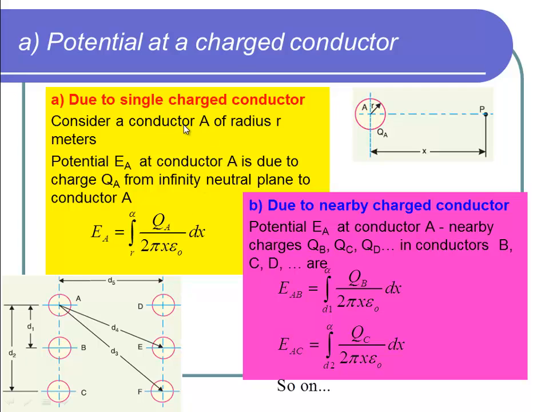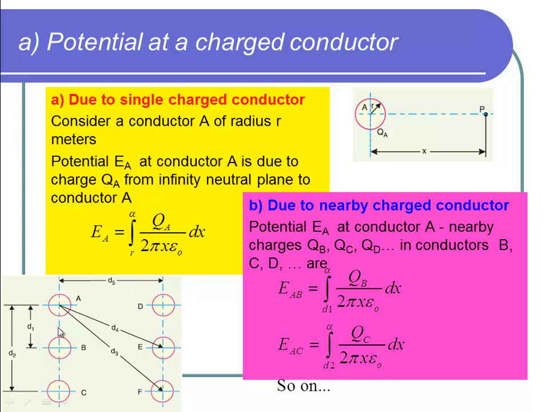So now if you see here, conductor A we are considering, its radius is r, and QA charge is there, and the 0 potential is somewhere else at infinity, and we are considering a point P at some distance of x meters. At point P, what is the electric potential? EA on conductor A equal to integral of r to infinity QA by 2 pi x epsilon naught dx. This is the equation for that conductor from distance r to infinity. This is because of a single conductor.